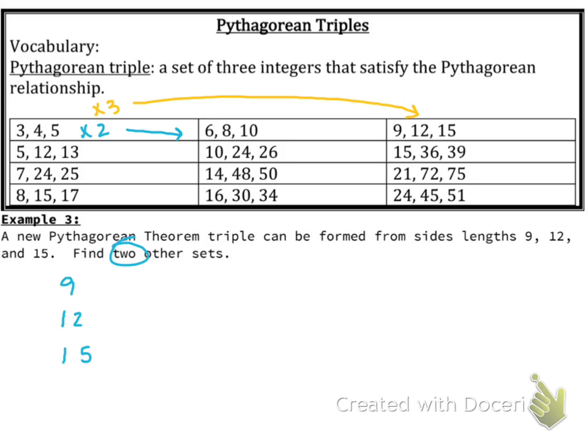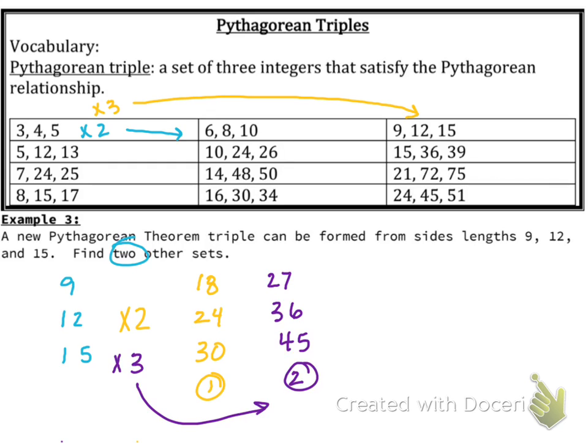So if I start with 9, 12, and 15, I want to find two other sets. The first set, I'm just going to multiply by 2. So 9 times 2 is 18, 12 times 2 is 24, 15 times 2 is 30. There's my first set. I'm then going to take my original set and multiply by 3. So 9 times 3 is 27, 12 times 3 is 36, 15 times 3 is 45.